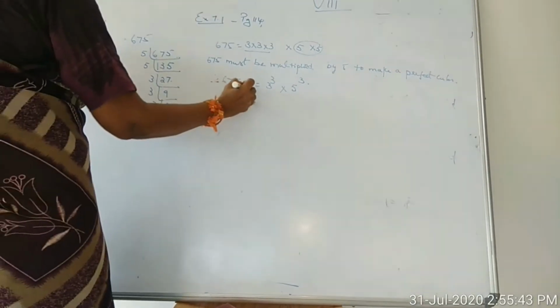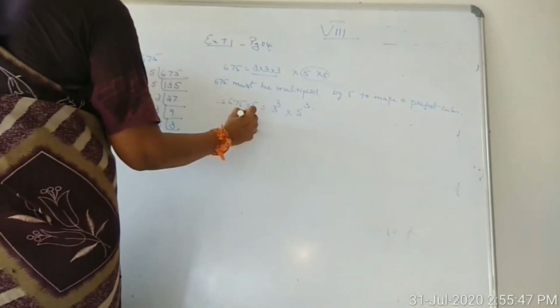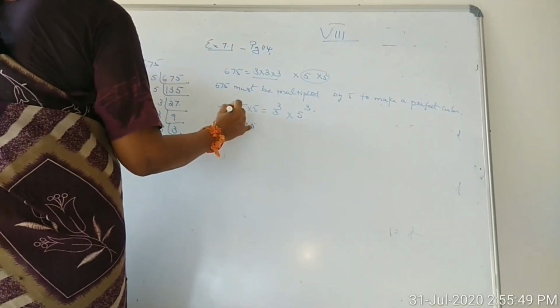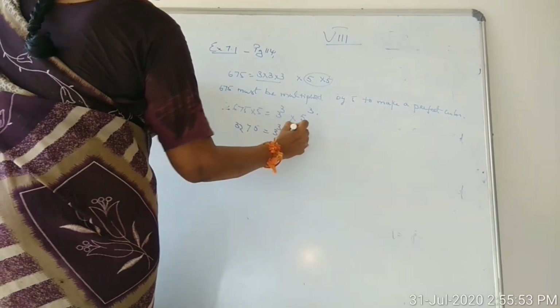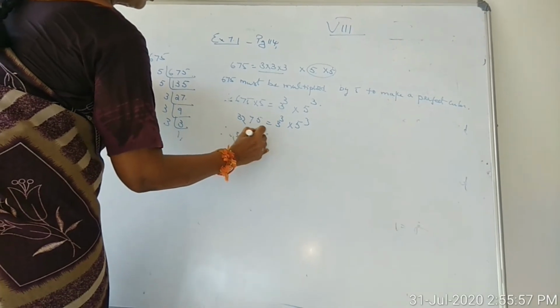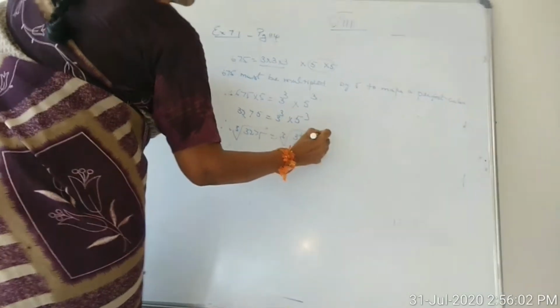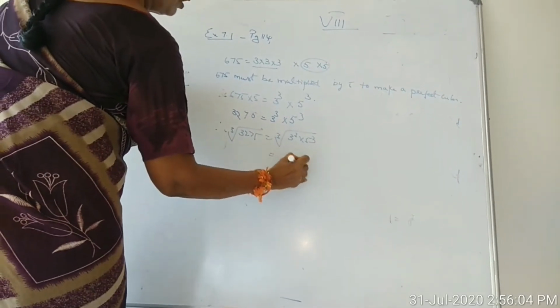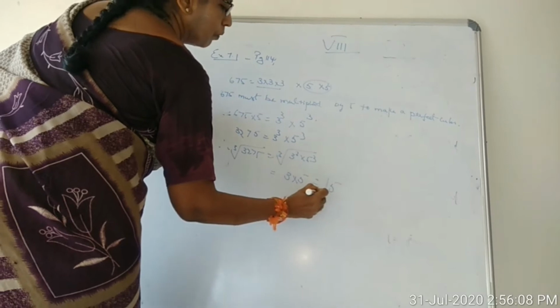What is 675 into 5? 5 5's are 25, 37, 32, that is equal to 3 cube into 5 cube. Therefore, cube root of 3375 is equal to 3 into 5, that is equal to 15.